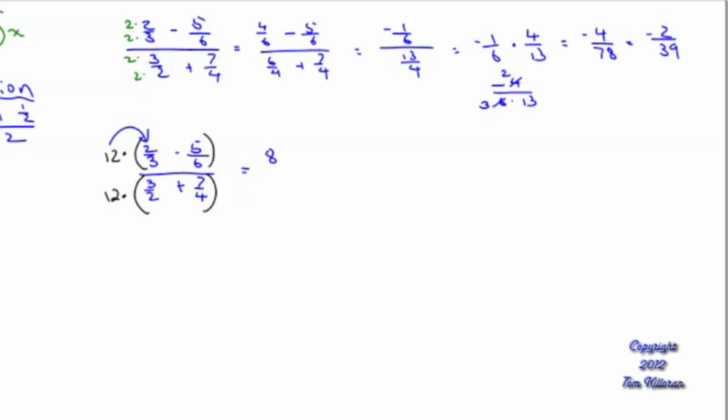6 goes into 12, 2. 2 times the 5? Negative 10. Over, 2 goes into 12, 6. 6 times the 3 on the top, 18. Plus 4 goes into 12, 3. 3 times 7? 21. Negative 2 over 39. Oh, you cut out about half of the work. You cut out about half of the work.